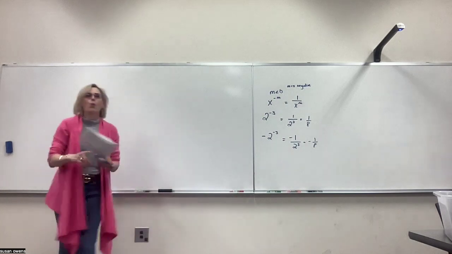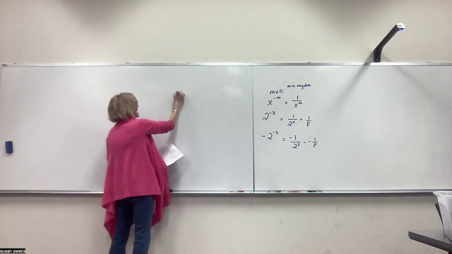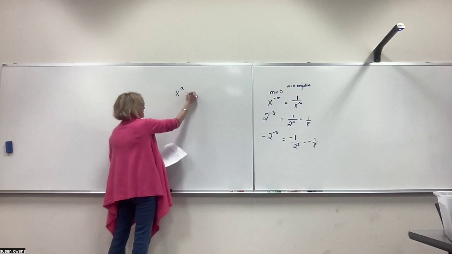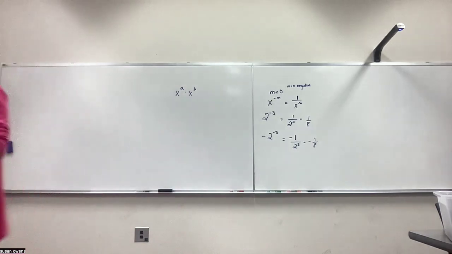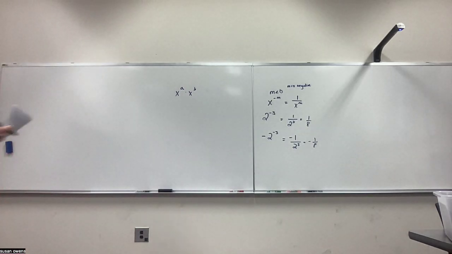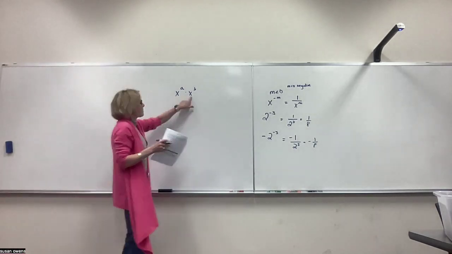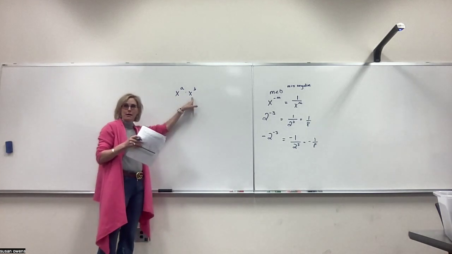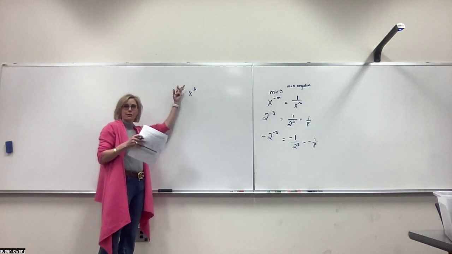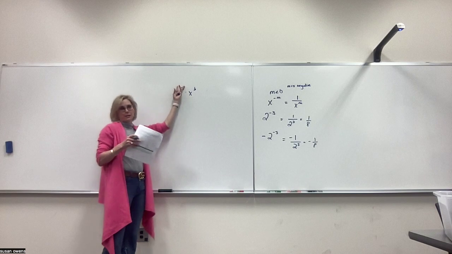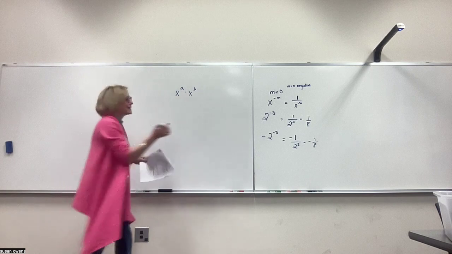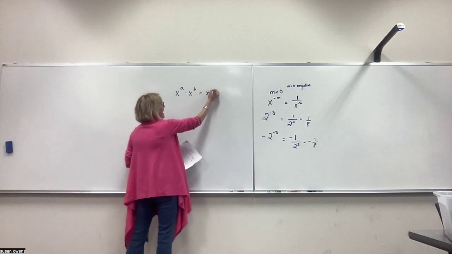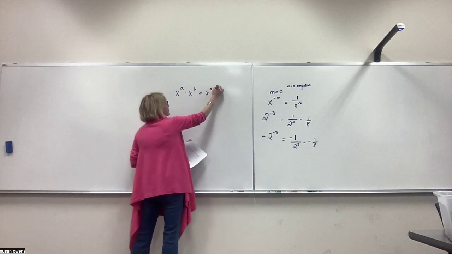Right. When we have the same base, but our exponents are different, okay? So we're multiplying. So here my bases are the same. I've got multiplication in between. My exponents are different. They can be the same. The rule is that we add the exponents: x to the a times x to the b equals x to the a plus b.